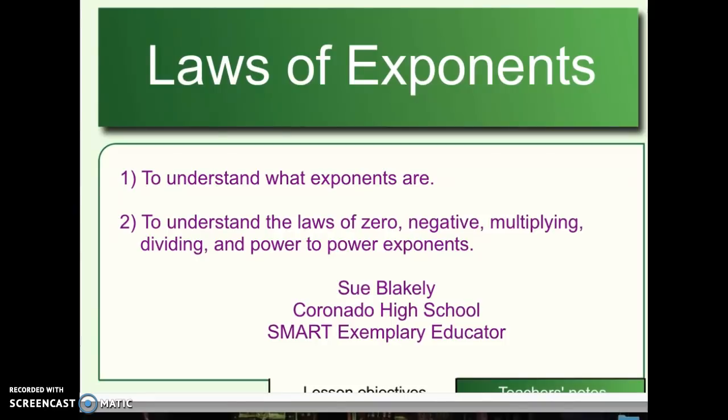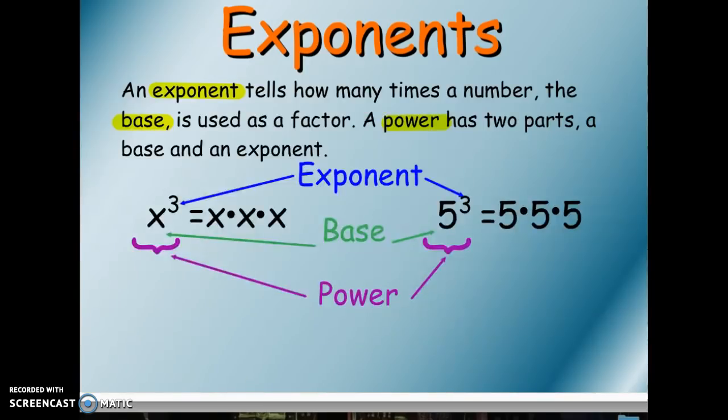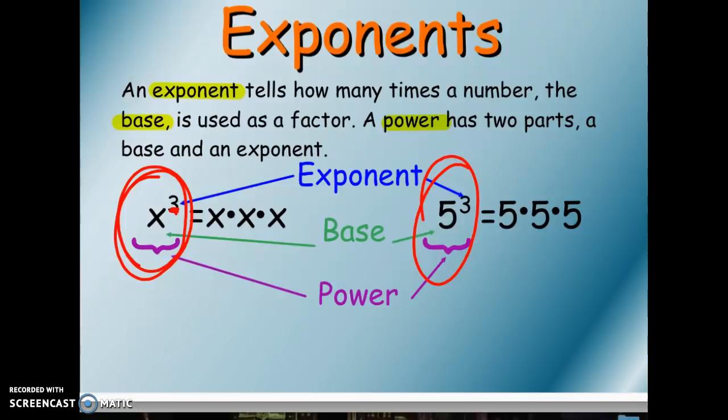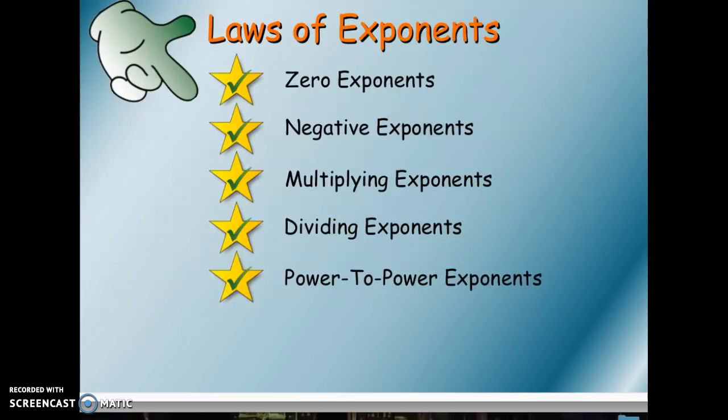You will want to copy this down if you did not yesterday. An exponent tells how many times a number, the base, is used as a factor. A power has two parts, a base and an exponent. So when we talk about a power, we're talking about this x to the third power right here, okay? 5 to the third power, that's a power. The exponent is a little number, and then the base is the big number or the variable that the exponent is attached to, okay?